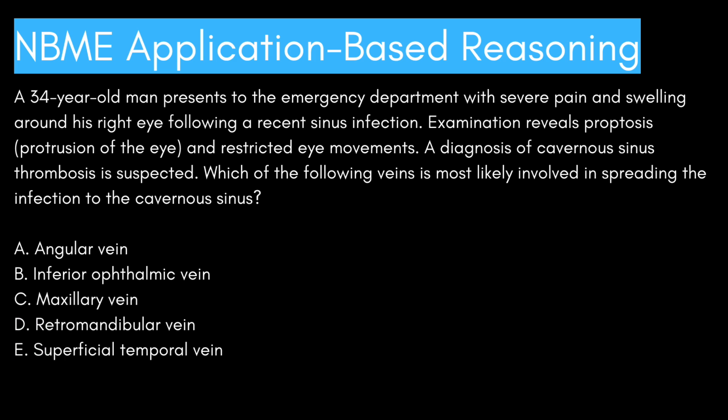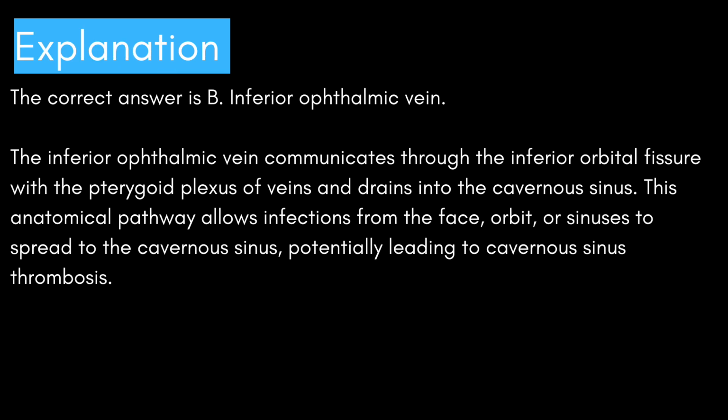All right, I think I gave you guys enough time here. I'm going to move on to see what the correct answer is and what the reasoning behind it is. If you need more time, feel free to pause the video. Otherwise, moving on now. The correct answer is B, inferior ophthalmic vein.